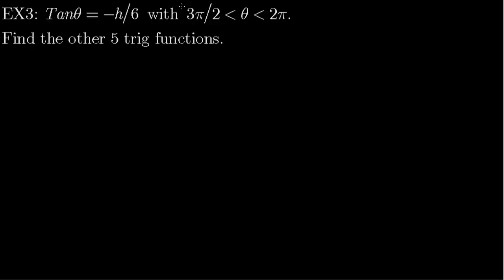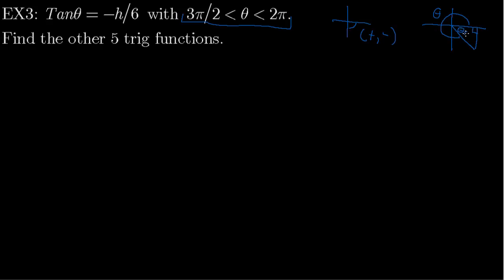The final example gives more specific information about what quadrant to work in. So the first thing I do is realize that if I'm working with theta between 2 pi and 3 pi over 2, I'm in quadrant 4, which gives me a positive x value and a negative y value. If tangent theta is negative h over 6, and if I'm working in quadrant 4, I'm going to have my diagram. Theta puts me in quadrant 4, but the reference angle that I need in order to make a right triangle will be inside the right triangle.